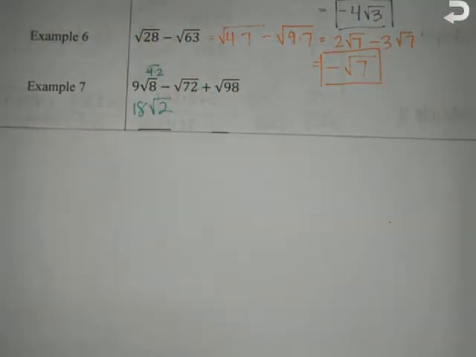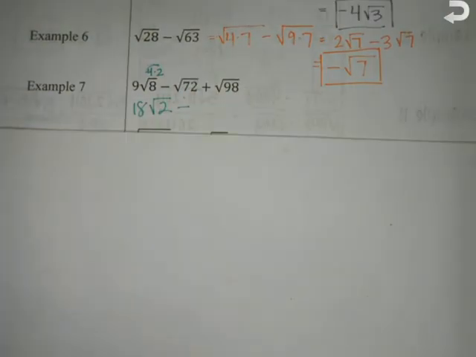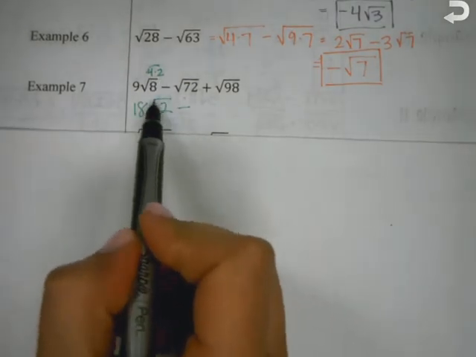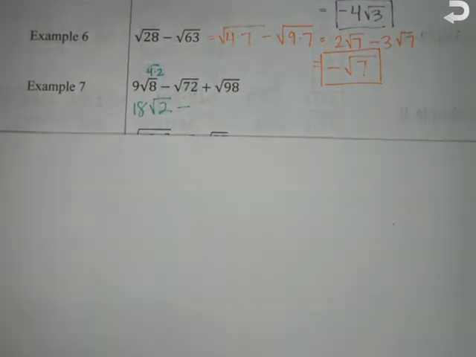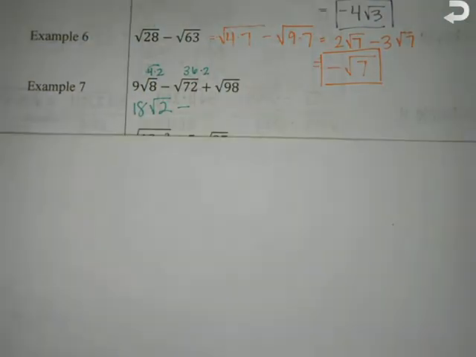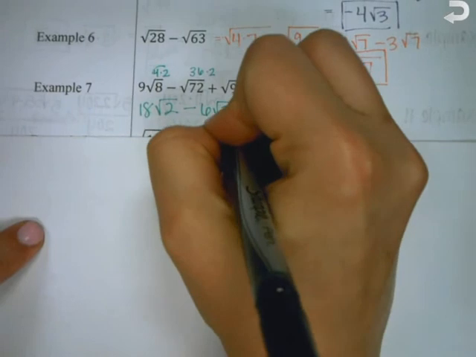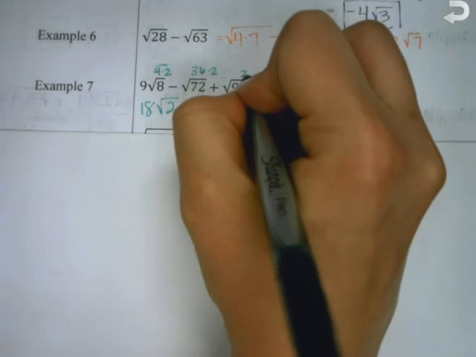Minus, how does 72 break down? 9 and 8. Anything else? I'll give you guys a hint. This one has a root 2, right? So can I break this down using a 2? 2 times what? 36. Is 36 a perfect square? It is. What's the square root of 36? 6. So this is minus 6 root 2. So I'm thinking this is going to end up being a root 2 also. So this is 2 times what? 49. And what's the square root of 49? 7.